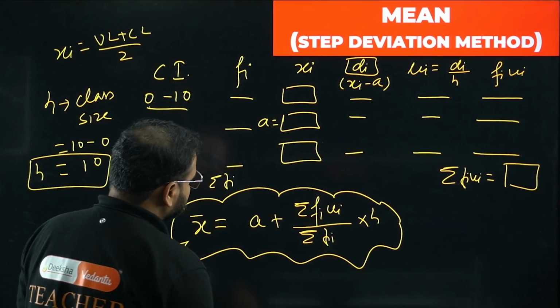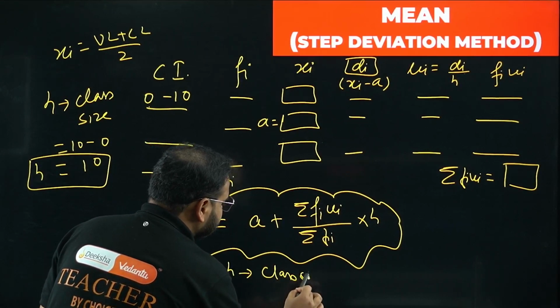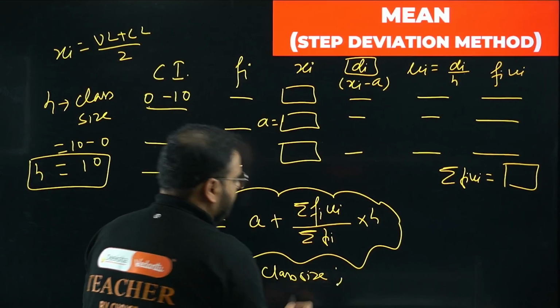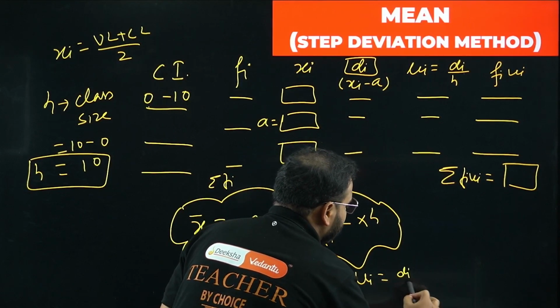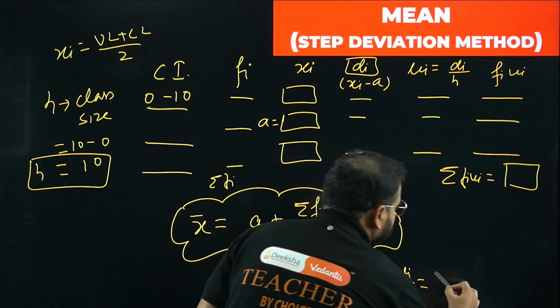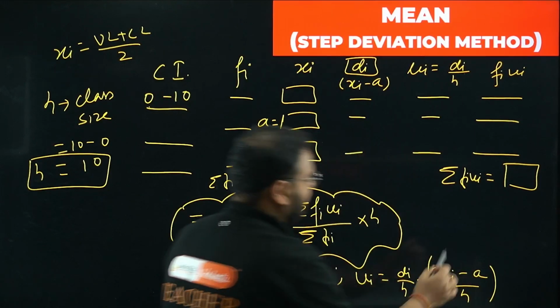So what is the value over here? Do you know what is h? H is called the class size. And what is ui? Ui is called di by h. What is di, sir? Simply xi minus a, by h. Xi minus a by h.